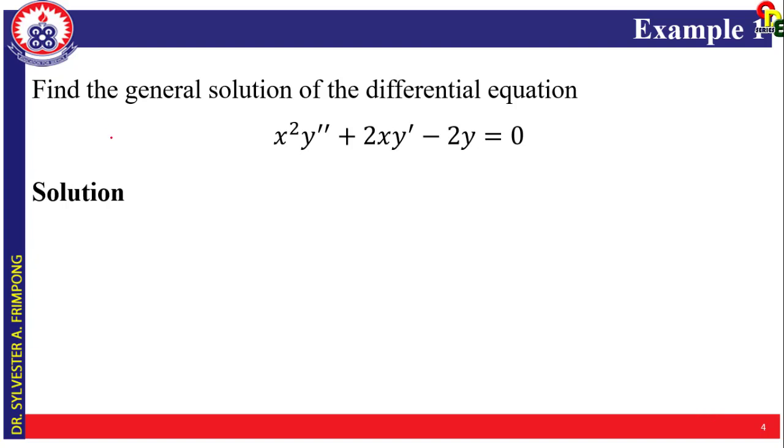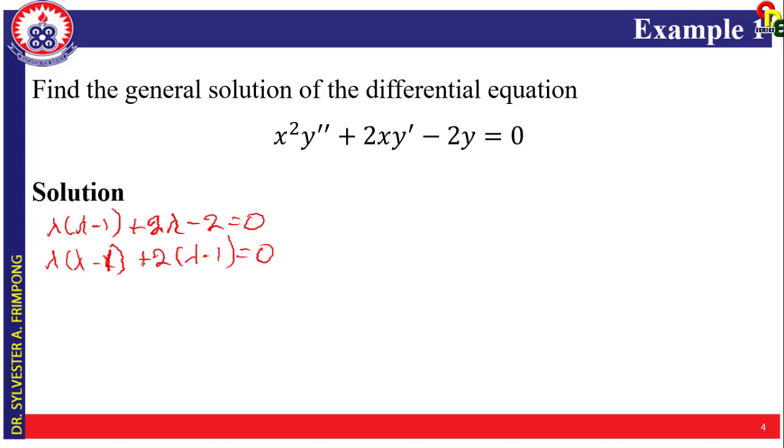So based on what we learned, the characteristic equation for this one becomes lambda times lambda minus 1. Don't forget a1, a2 is 1, then plus 2 times lambda minus 2 equal to 0. If we are to solve this, we can factorize 2 from here, we are going to get 2 times lambda minus 1 equal to 0. And that means you're going to have lambda minus 1 times lambda minus 2 equal to 0. So this is the characteristic equation in factorized form, and that means lambda 1 is equal to 1.